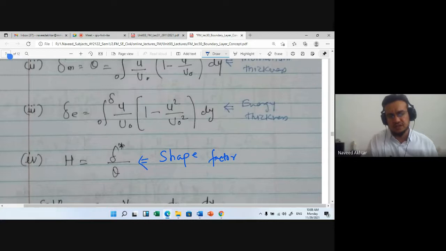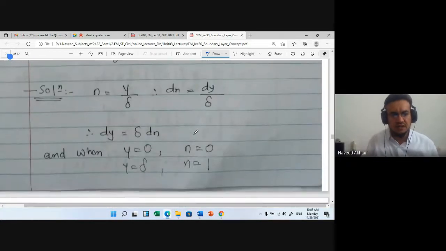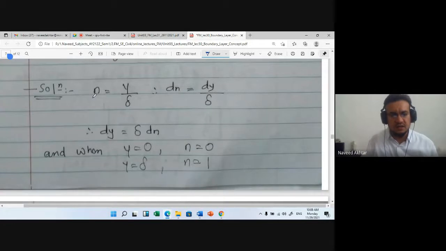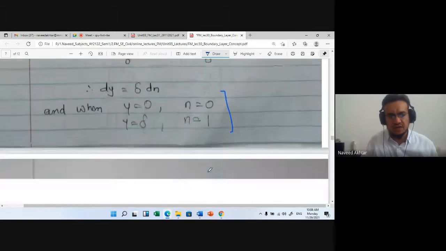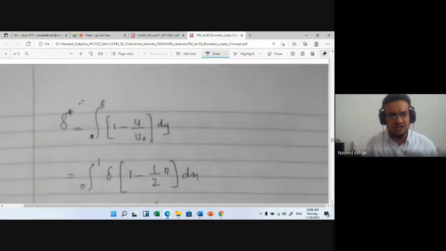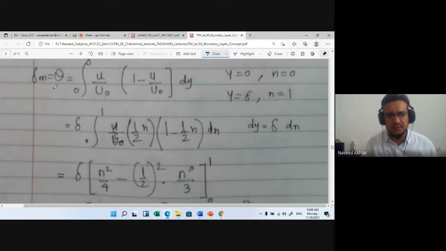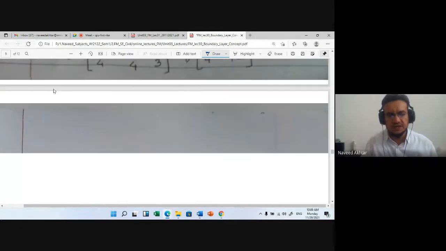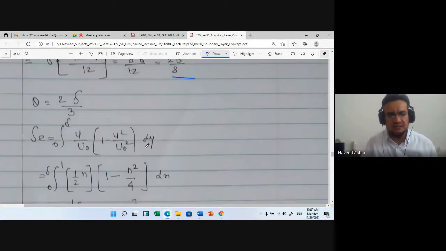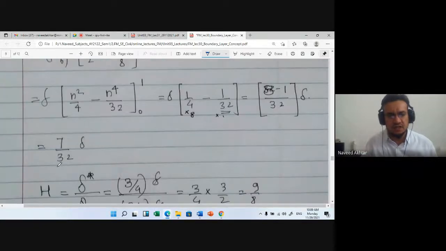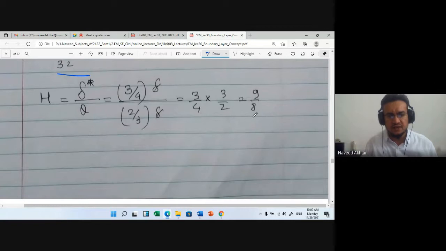We take n equal to y upon del, so dn equals dy upon del. Then we put the boundary conditions: y equal to 0 gives n equal to 0, and y equal to del gives n equal to 1. Then we find del star as 3 by 4 of del, the momentum thickness delta m as 2 by 3 of del, the energy thickness delta E as 7 by 32 of del, and the shape factor as 9 by 8. This problem we solved in the previous class.